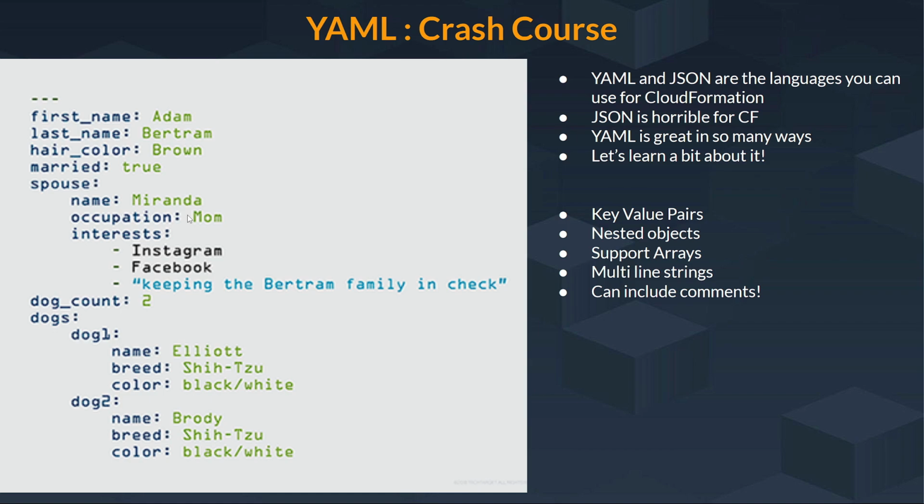So to sum it up, YAML uses key-value pairs and indentation, supports nested objects and lists, and is widely used for configuration and data storage. And that's it for this quick YAML crash course.